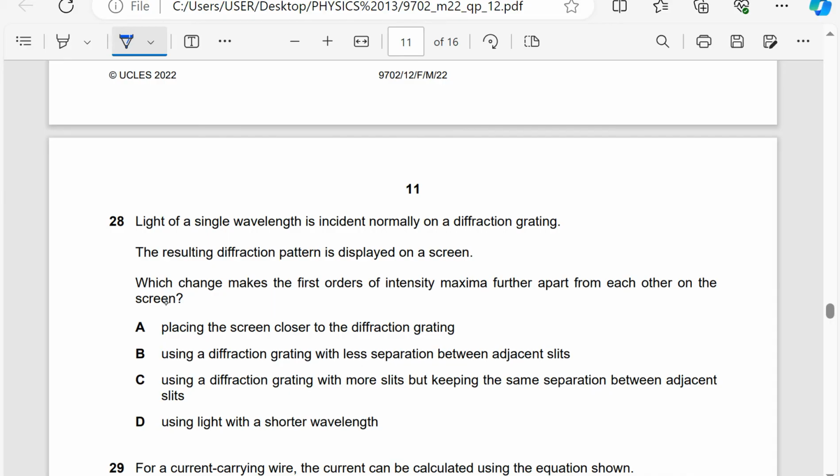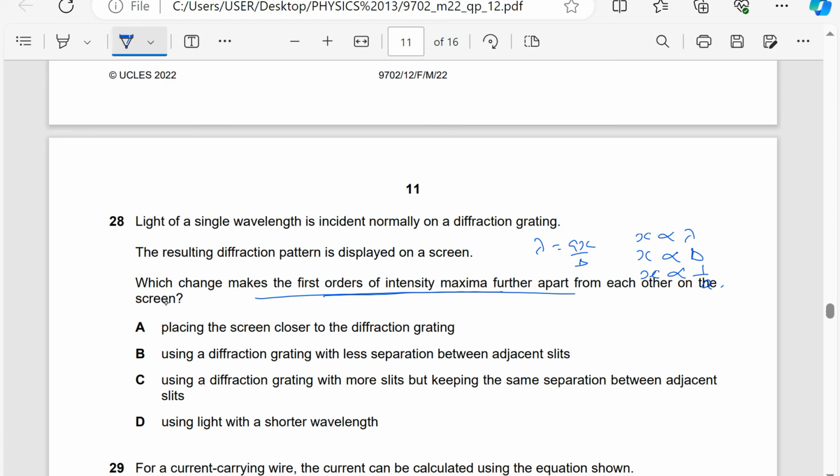Light of a single wavelength is incident normal on a diffraction grating. The resulting diffraction pattern is displayed on the screen. Which changes make the first orders of intensity maxima further apart from each other on the screen? So remember, for a diffraction grating, lambda is equal to AX divided by D. I want you to notice X is directly proportional to lambda. Remember, X is the distance between the intensity maxima or intensity minima. X is also directly proportional to D. X is inversely proportional to A.